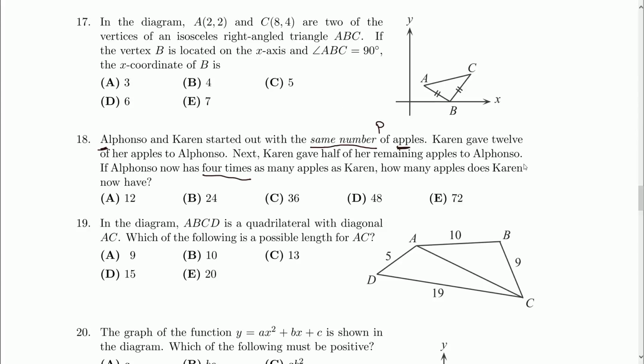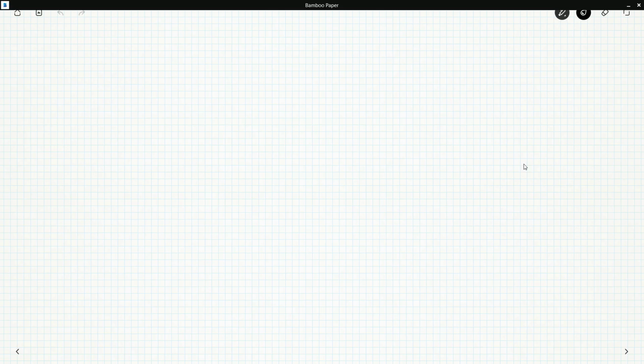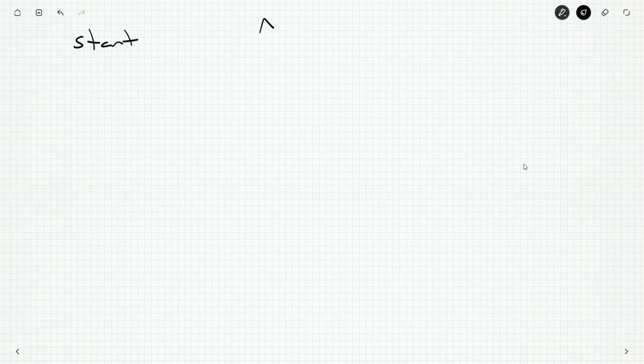All right, well, let's just go through the process here. They start, Alfonso and Karen, they both have P apples. Then Karen gives 12 of hers to Alfonso. So she loses 12, he gains 12. They never add apples, so the total will always have to be 2P. And so that was step 1.